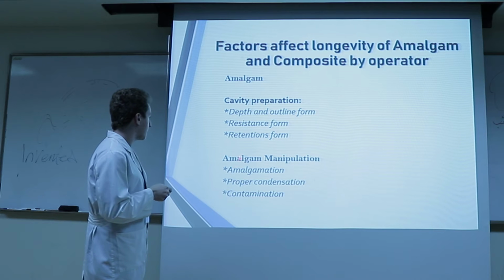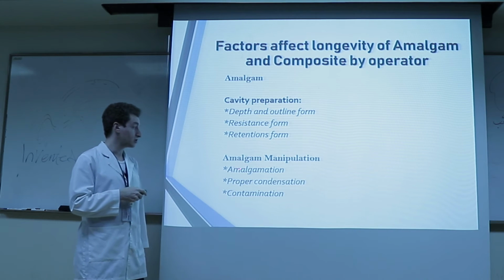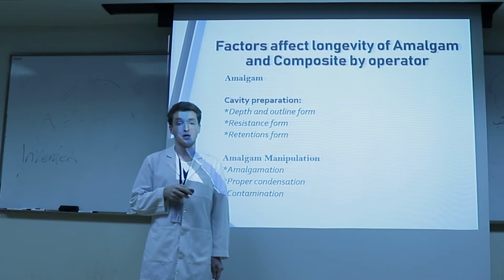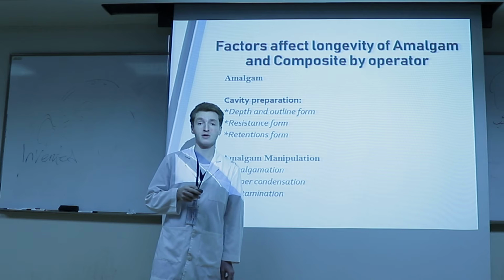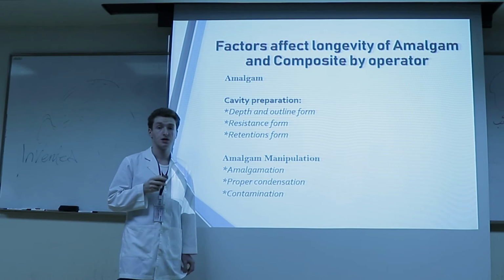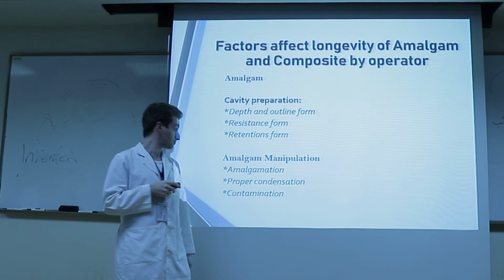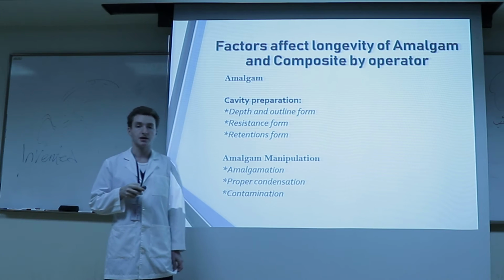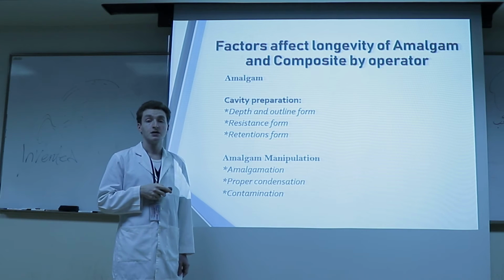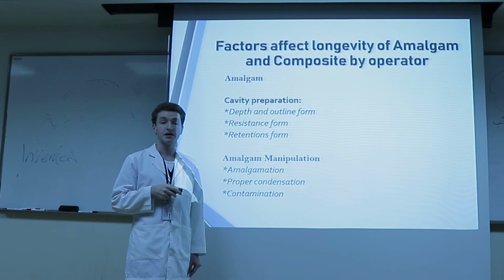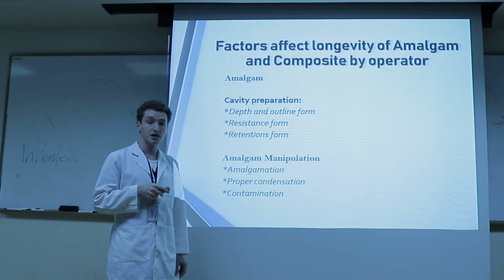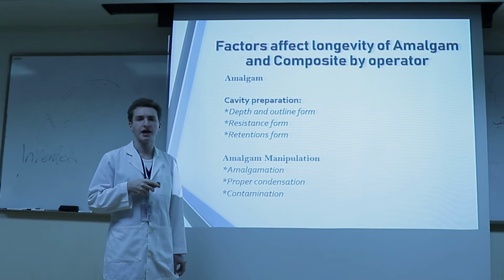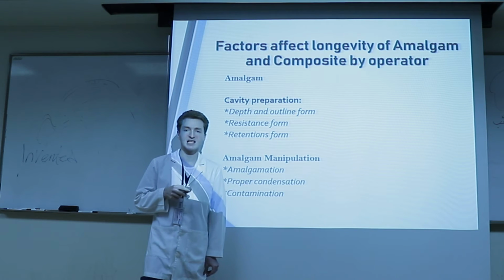Secondly, amalgam manipulation. Amalgamation is the process of mixing more than one material into one form, with proper trituration. Proper condensation: we should make a coherent mass of filling and minimize voids within the amalgam mass, and adapt the amalgam to all cavity margins, walls and line angles. Reduce the mercury as much as possible.